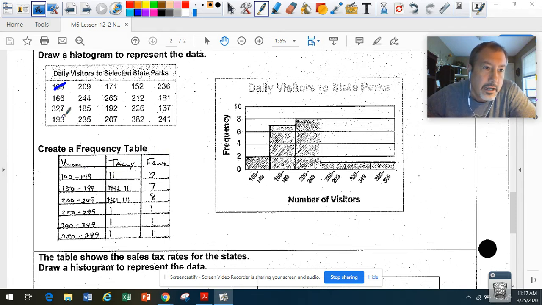Keep on going down through. No, no, no. Don't see, don't see, don't see. Found that one right there, 137. So I have 2 tally marks here, which means it occurs twice. So put a 2 in here.